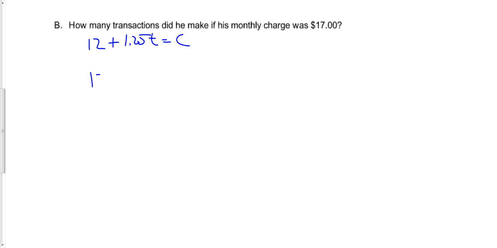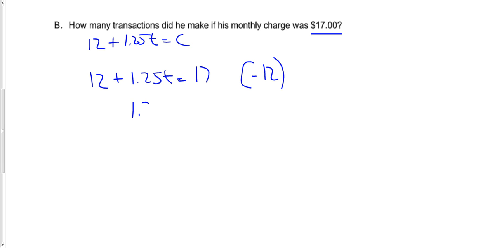So we've got 12 plus 1.25 T is equal to $17. I'm getting that $17 from the spot right up there in the question. Now it's a matter of doing BEDMAS. I want to get this 1.25 T all by itself, so I have to subtract 12 from both sides. If I subtract 12 from both sides, I get 1.25 T is equal to 17 minus 12, which gives me 5.